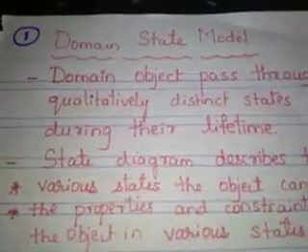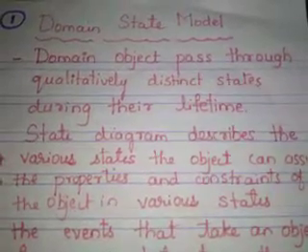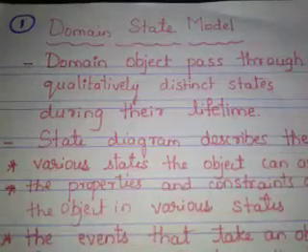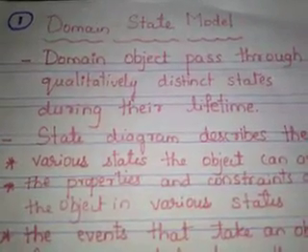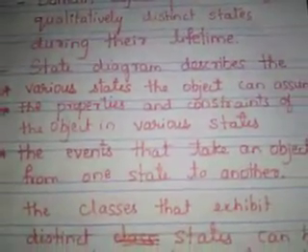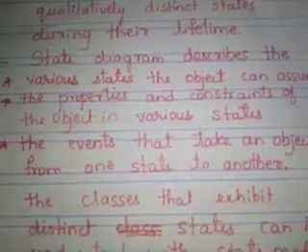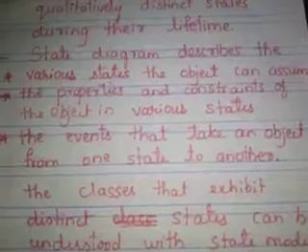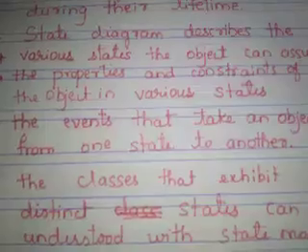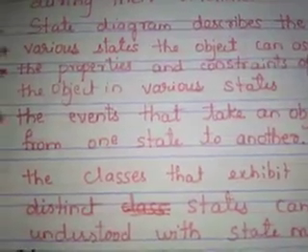Students, in today's class we will study the domain state model. We know the domain objects will pass through qualitatively distinct states during their lifetime. Example, a telephone passes through different stages like dialing, ringing, connecting, disconnecting, and so many. The state diagram describes the various states the object can assume. It explains the properties and constraints of the object in various states, and the events that take an object from one state to another. So this is how the state of an object will be depicted for analysis.